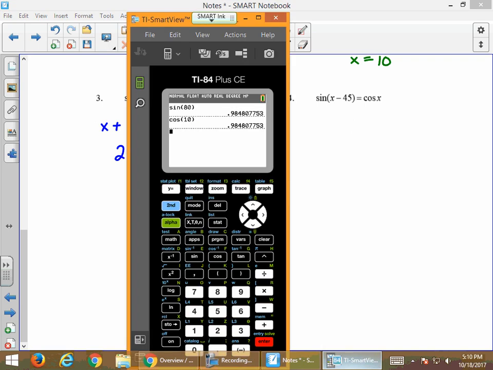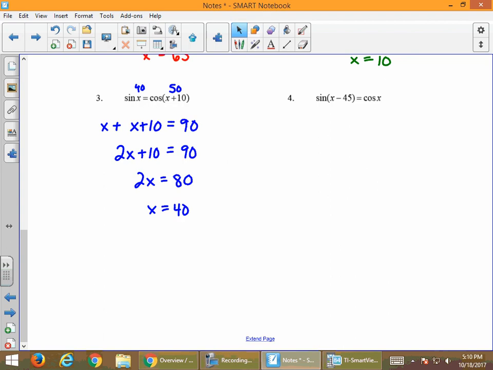Sine of 40, cosine of 50. So the sine of 40 and the cosine of 50. You'll notice that I get the 0.64278 number the same on both sides. And question number 4, go ahead and try that one on your own. You can press pause now.